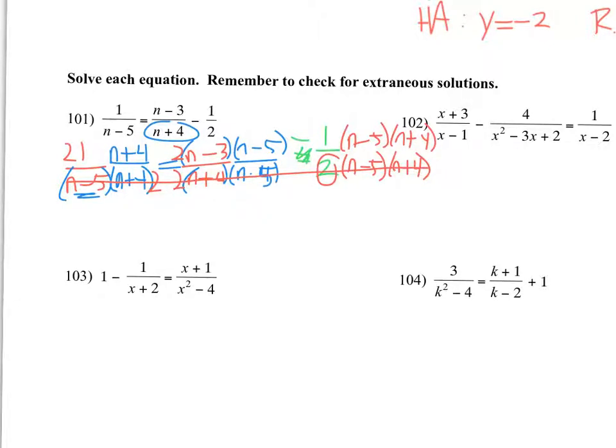Okay, so putting everything together, we get 2 times n plus 4. That's going to be 2n plus 8. We're going to get 2 times n minus 3. Why is that? Oh, because that's n minus 3 from there. Okay. Times n minus 5. I'm going to do this part first and then just multiply it by 2. That's an equals.